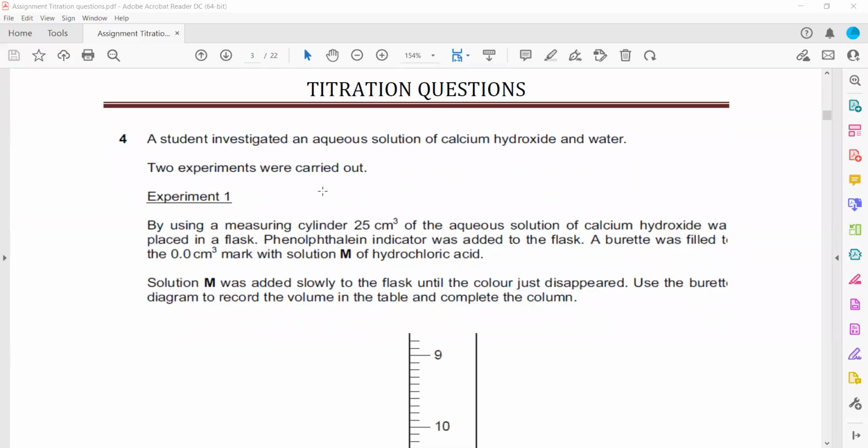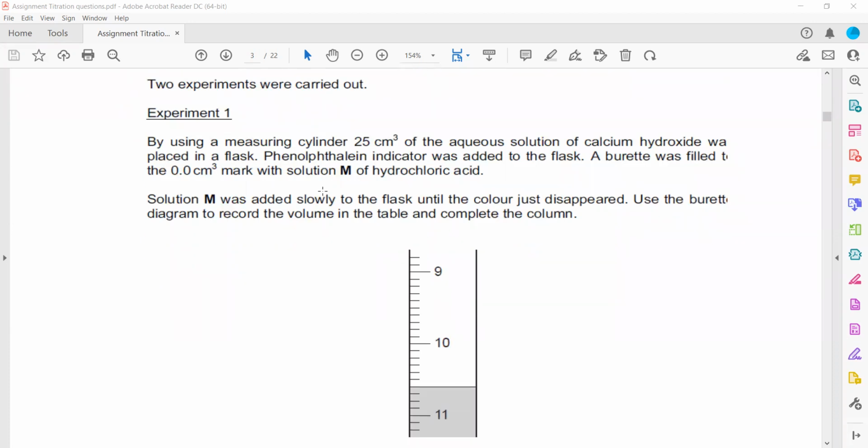Another titration question: a student investigated an aqueous solution of calcium hydroxide with water. Two experiments were carried out. In experiment 1, using a measuring cylinder, the student adds 25 cm³ of aqueous calcium hydroxide into a conical flask. Then phenolphthalein is added as an indicator and a burette is filled to the 0 mark with hydrochloric acid. So in the main reaction, we took calcium hydroxide in a conical flask.